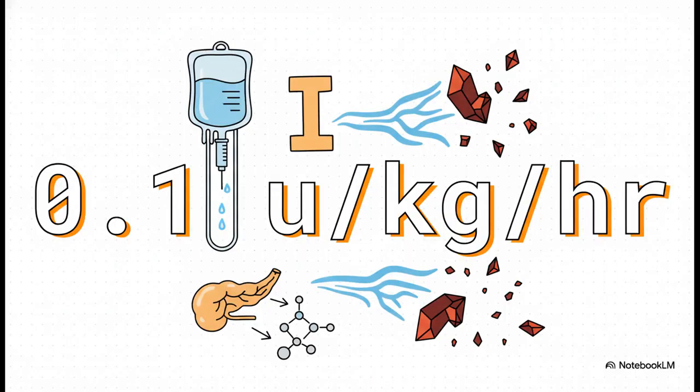All right, with the fluids running, we move on to I for insulin. The key here is a fixed-rate intravenous infusion, typically at 0.1 units per kilogram per hour. And it's so crucial to understand this. Its primary job isn't just to lower blood sugar. Its number one job is to shut down the metabolic engine that's producing all those toxic ketones.